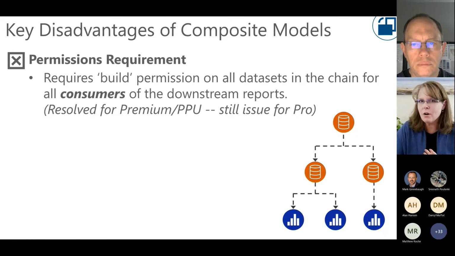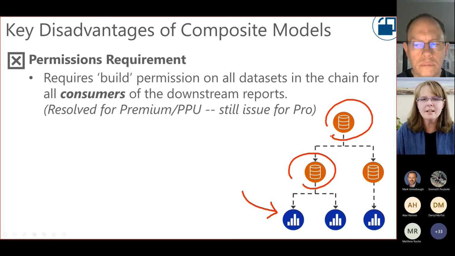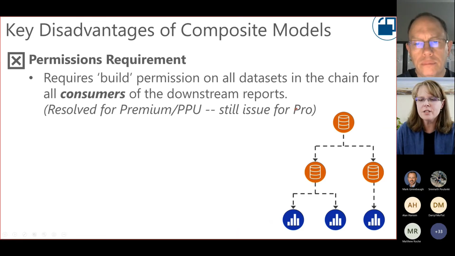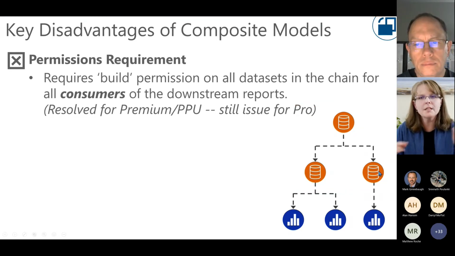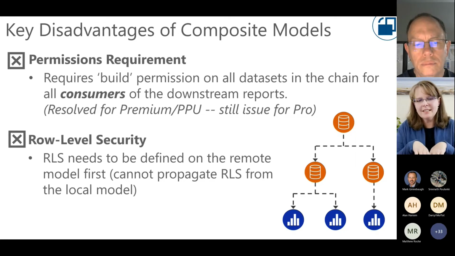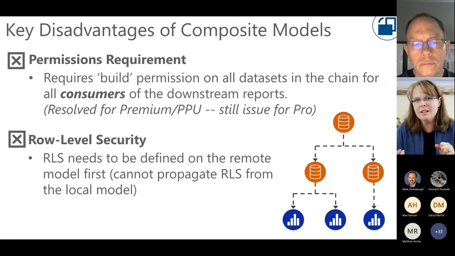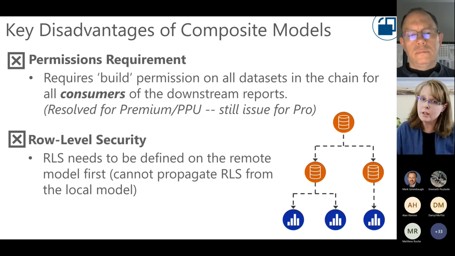So the biggest pain point so far has been that, let's say, somebody reading a report way down here needs the build permission on all of the data sets up the chain just to be able to read. So the first piece of that has gotten resolved. So if your data sets are sitting in premium or PPU, one of those two workspaces, that is now resolved. If it's still on a pro workspace, they're working on it. They're getting there. The other thing, I don't know if it's a disadvantage as much as it's just a know, that if you need to introduce row level security, it comes from the remote model, right? We don't define it down at the local model and then propagate it up to the remote model. So that means, even if we say 90% of our needs are satisfied up there, it won't necessarily be the right answer every single time, but it's still a great thing to have in the tool belt.